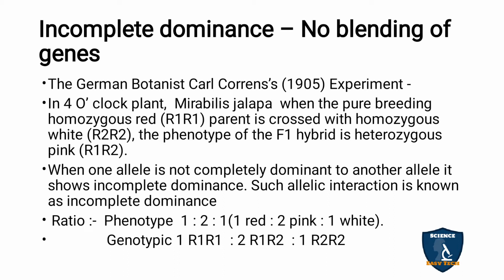So we will see the definition. When one allele is not completely dominant to another allele, it shows incomplete dominance. Such allelic interaction is known as incomplete dominance. That is, one allele is not completely dominant to another allele. R1 contains red pigment and R2 contains white pigment, but in F1 what are you getting? A pink color. R1 and R2 are there, but they are not completely dominant over the other allele. That is known as incomplete dominance.